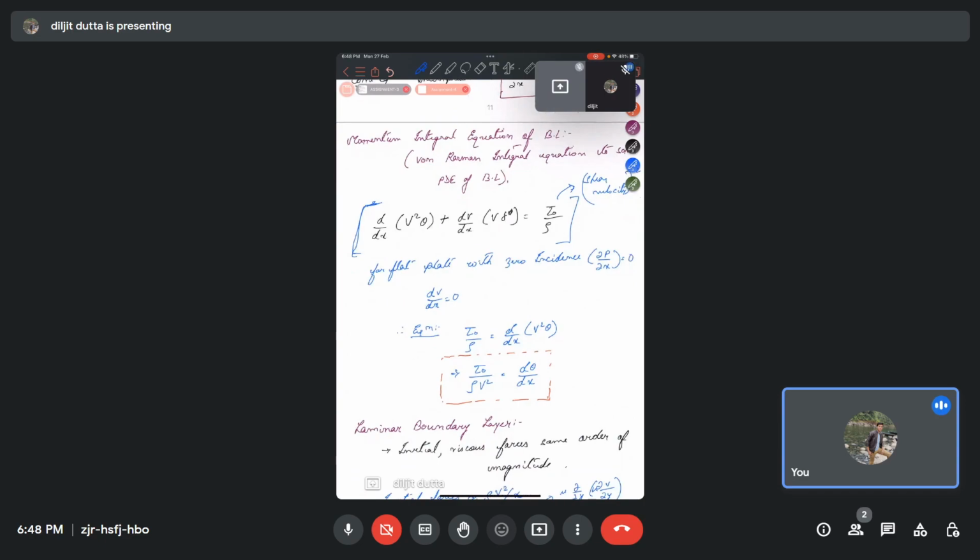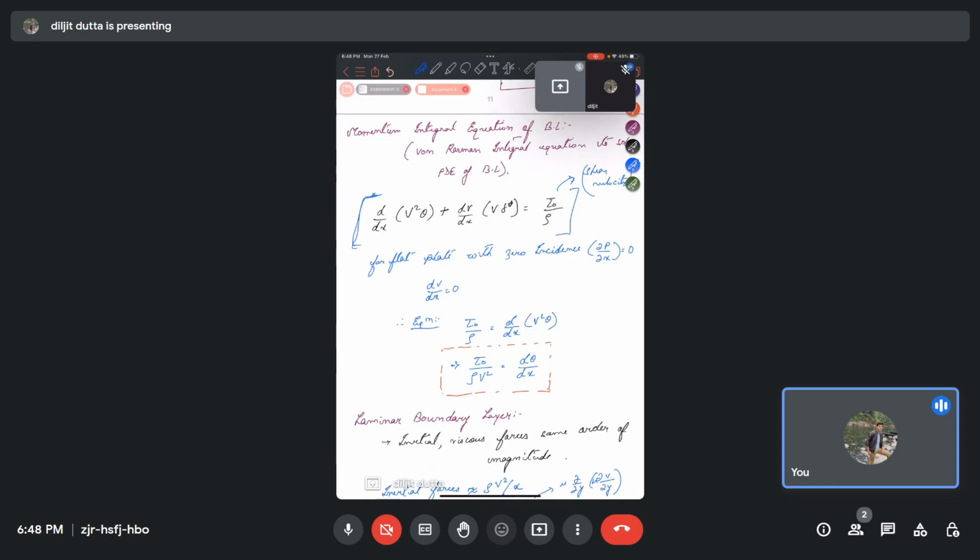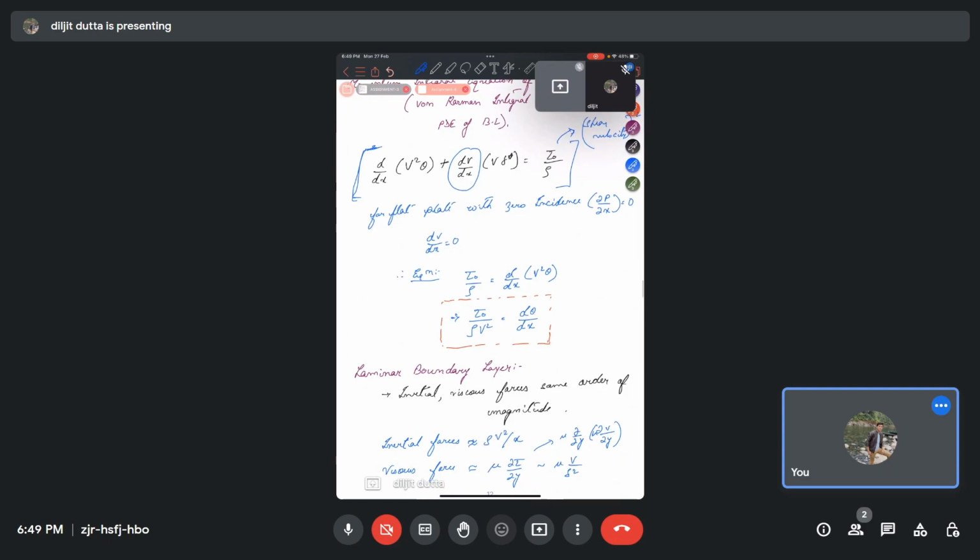So for a flat plate with zero incidence, we consider del p by del x equal to 0, so we can say that dV by dx is also equal to 0. For that case, from this equation we get tau naught by rho equal to d by dx of V square theta. Since dV by dx equals 0, tau naught by rho V square equals d theta by dx. This is a very important equation.